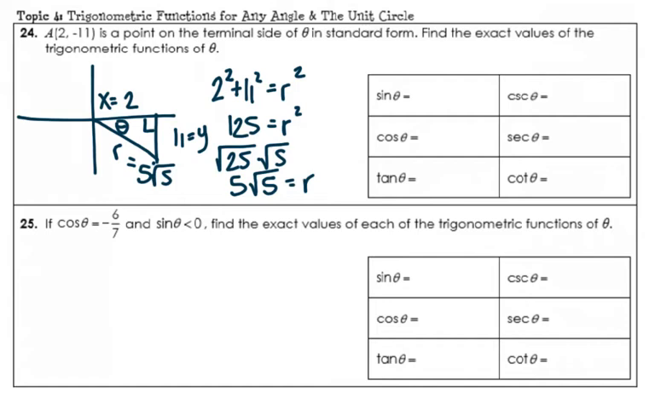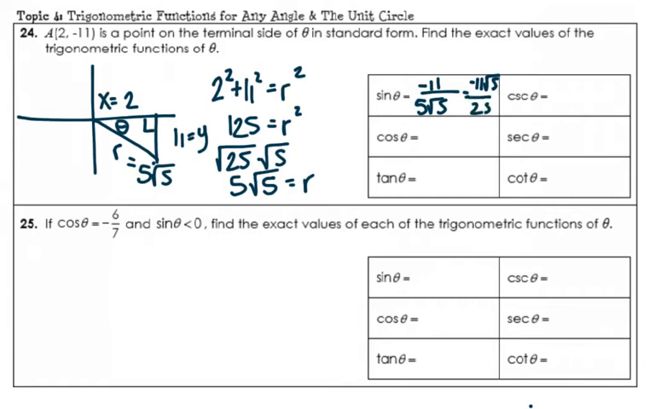So sine is opposite over adjacent. So opposite is negative 11 over, not opposite over adjacent, opposite over hypotenuse. 5 square root of 5. Remember, we can't do that. We'll have to multiply the top and bottom by the square root of 5. And we'll get negative 11 square root of 5 over 25.